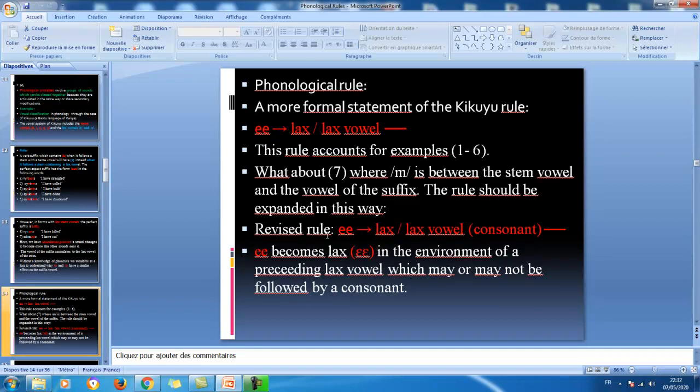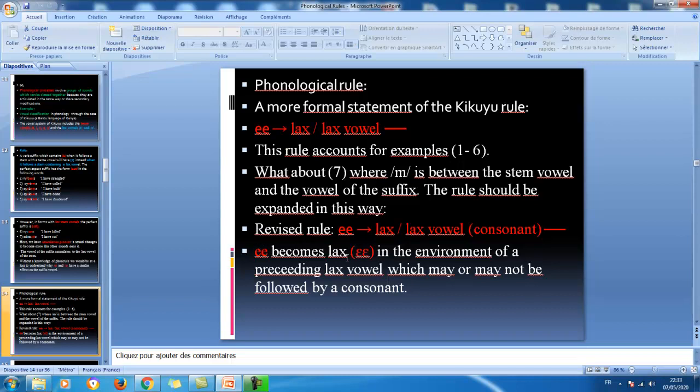So this is the revised rule. The tense vowel becomes lax in the context where it follows a consonant and a lax vowel before it. Look, the consonant is between brackets, which means it is not compulsory, it is optional. It may be there or it may not. So this is the reading of this rule here.